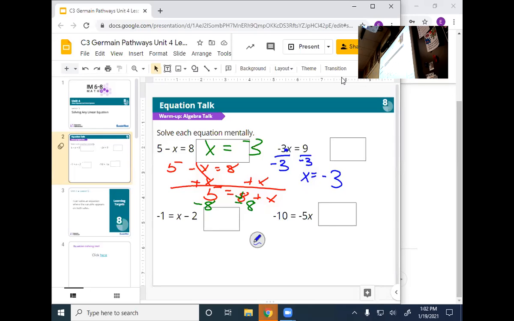I cannot slow down, Diego, because this is what we did all of last week and the week before. So we got an x is equal to negative 3. Very good. Very good, Bridget. Yes. Okay. Now the third one.